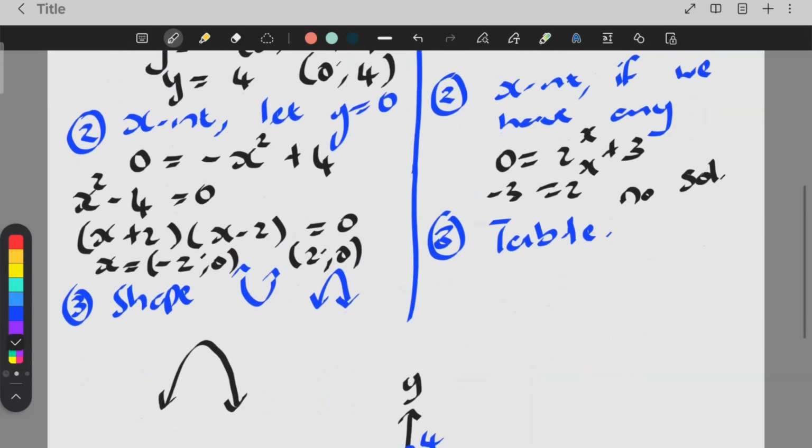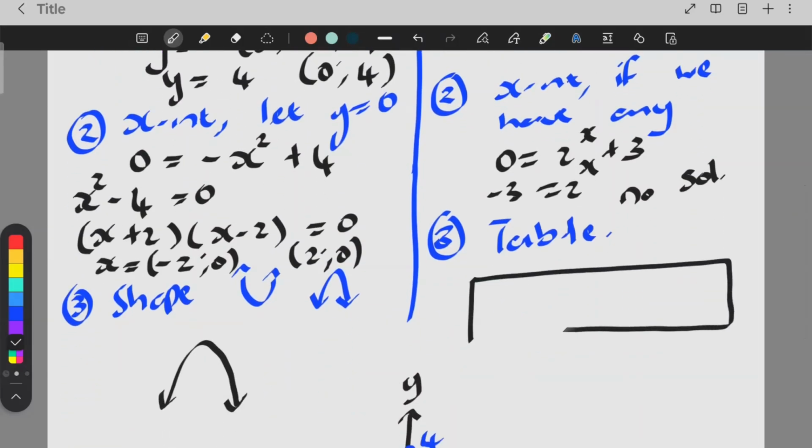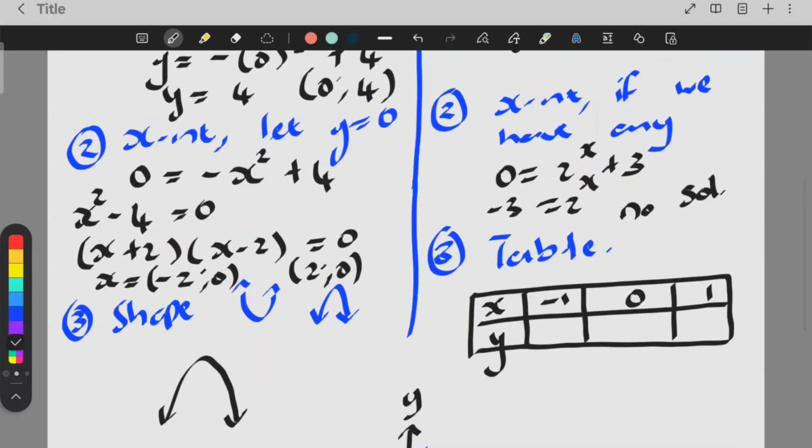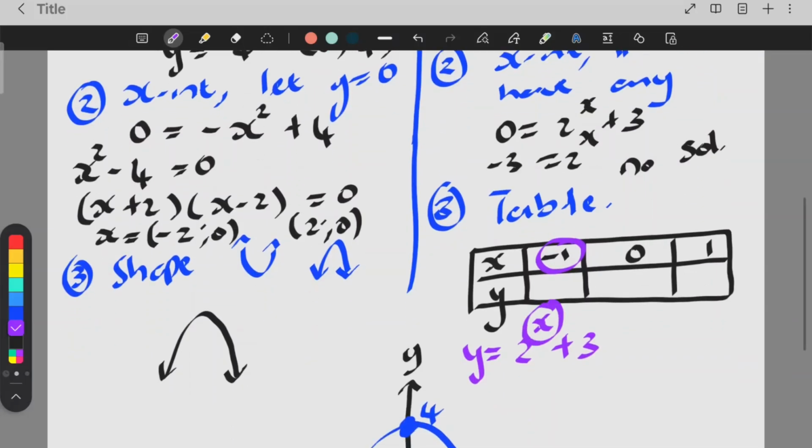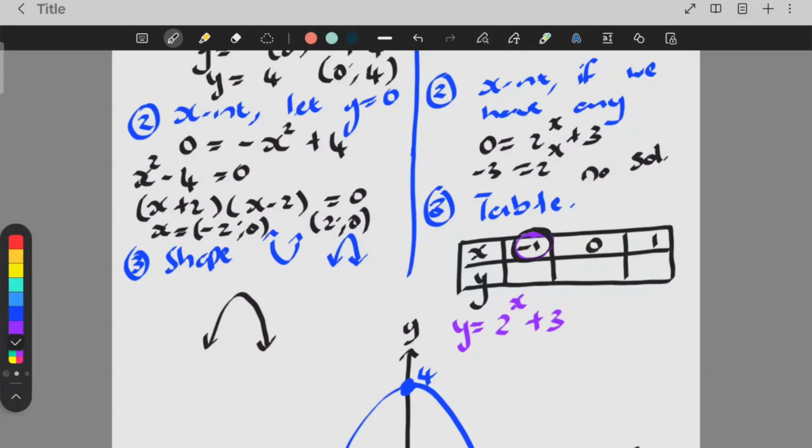Okay, so no x-intercepts. And because there's no x-intercept, it's nice just to do a table. So in my table, I'm only going to have 3 values: negative 1, 0, and 1. You can choose any x values. So now I'm going to sub in the negative 1 into my function. So remember, this is my function. If I sub in negative 1 over here, I get this answer to be 3.5. If I make it 0, I get this whole answer to be 4. If I make this 1, I get this answer to be 5.